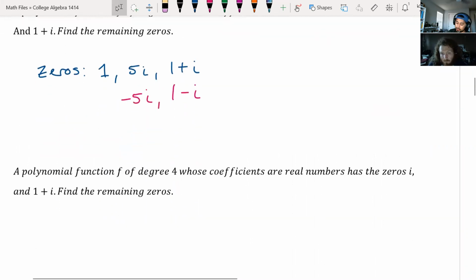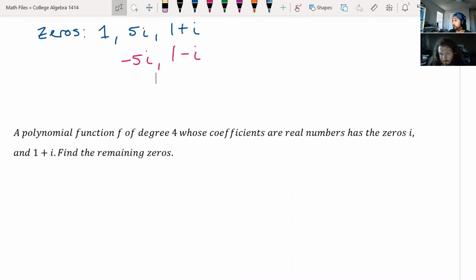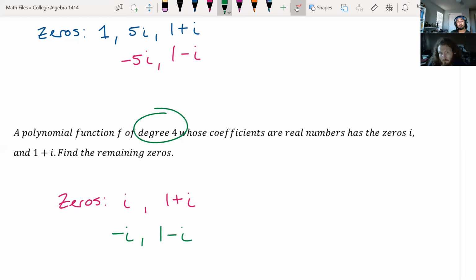Okay, try it again. A polynomial function of degree 4 whose coefficients are real numbers has the zeros i and 1 plus i. Which means that these are definitely complex. So what would the remaining zeros be? Negative i, 1 minus i. That's it. And now we have 4 zeros and our degree was 4.